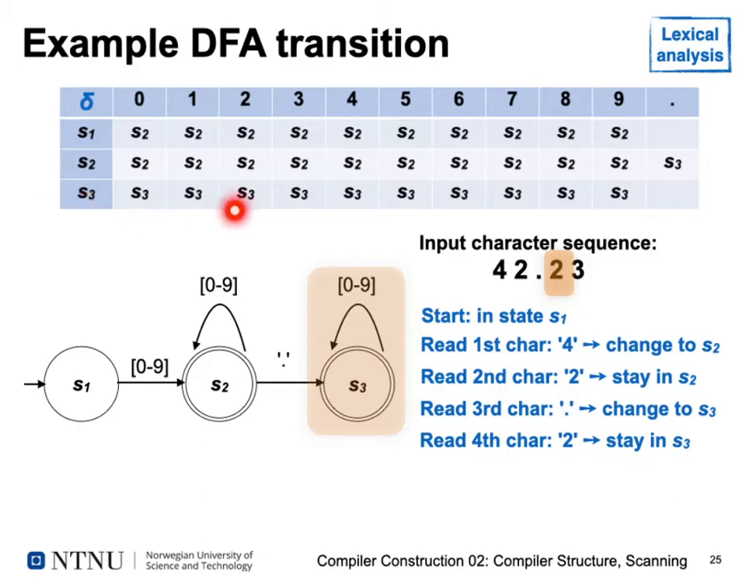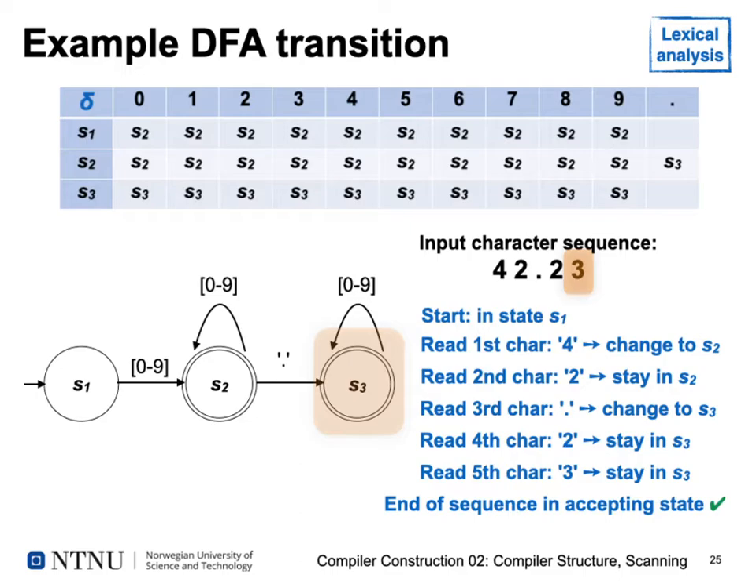S3. 2. We stay in S3, obviously. And again, we read the final character, the 3, which also means we stay in S3. Our input character sequence is ended here, so we're out of characters to parse. We're in an accepting state, so we have successfully recognized a real number, 42.23, here. This is the end of the sequence and we're happy.